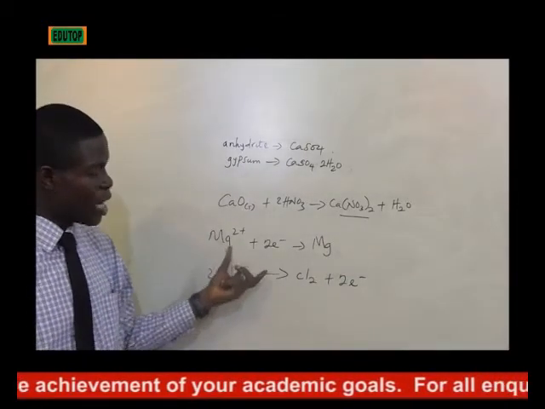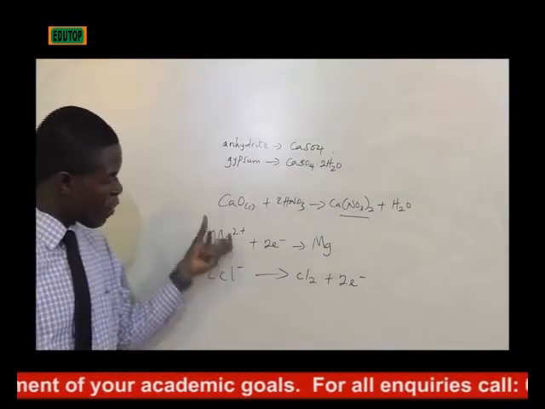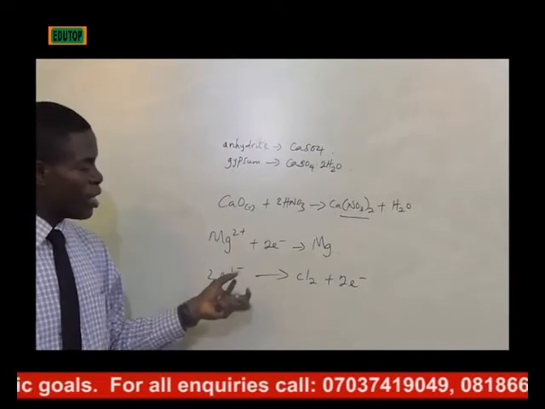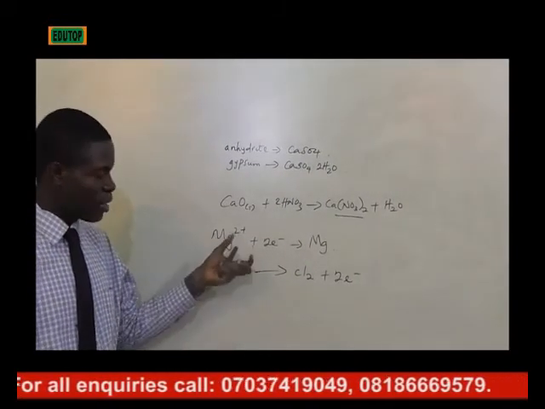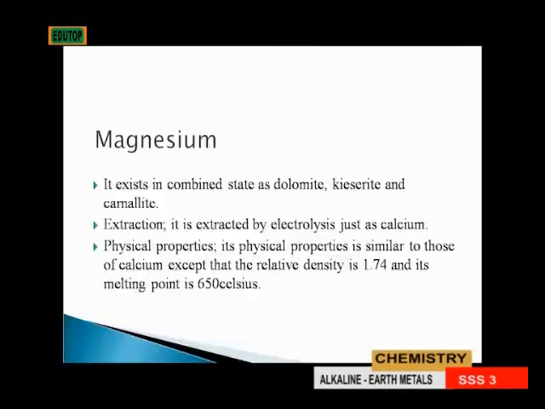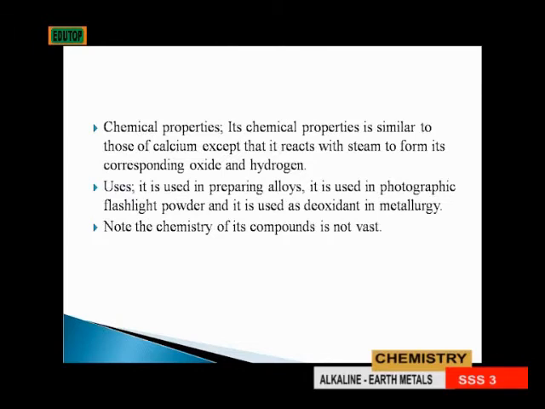So just like in the case of calcium, because they belong to group 2A elements, they share properties to a considerable extent. Physical properties. Its physical properties are similar to those of calcium, except that the relative density is 1.74 and its melting point is 650 degrees Celsius. Chemical properties.